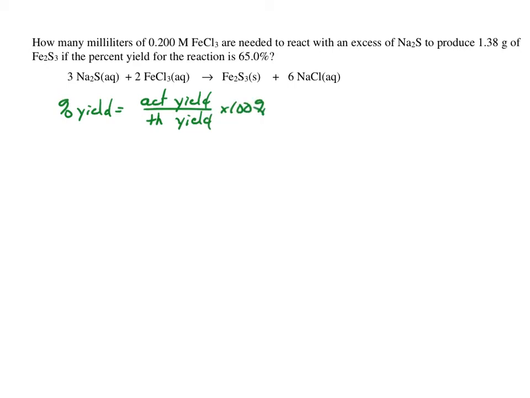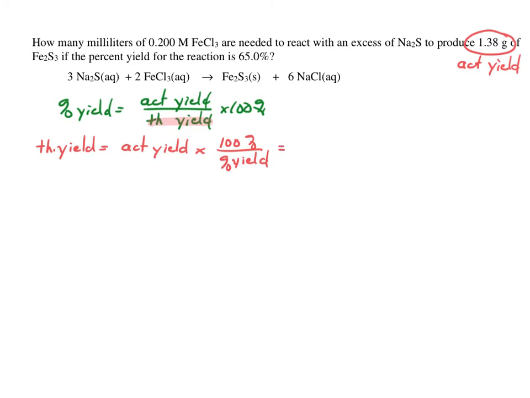In this problem, the amount that we actually want to yield is 1.38 grams. So really what we're going to do is to calculate what our theoretical yield would need to be in order to actually produce this much product at 65%. So we can solve for the theoretical yield, saying the theoretical yield is going to be the actual yield times 100% divided by the percent yield.